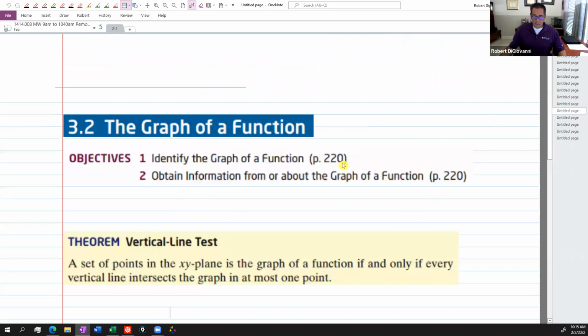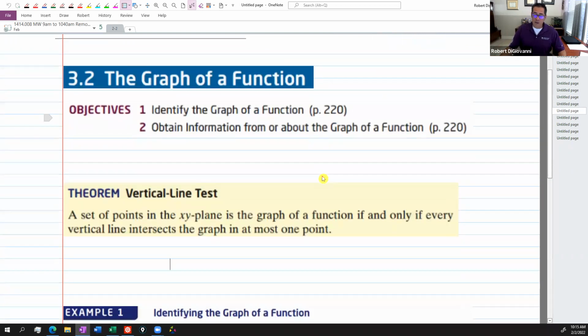All right, we are moving on. 3.2, the graph of a function. So this section should go pretty quickly. Let's see how it goes. We talked about already last class that when we talk about functions visually, there's an easy way to determine whether or not the graph of something is a function, a function of x.